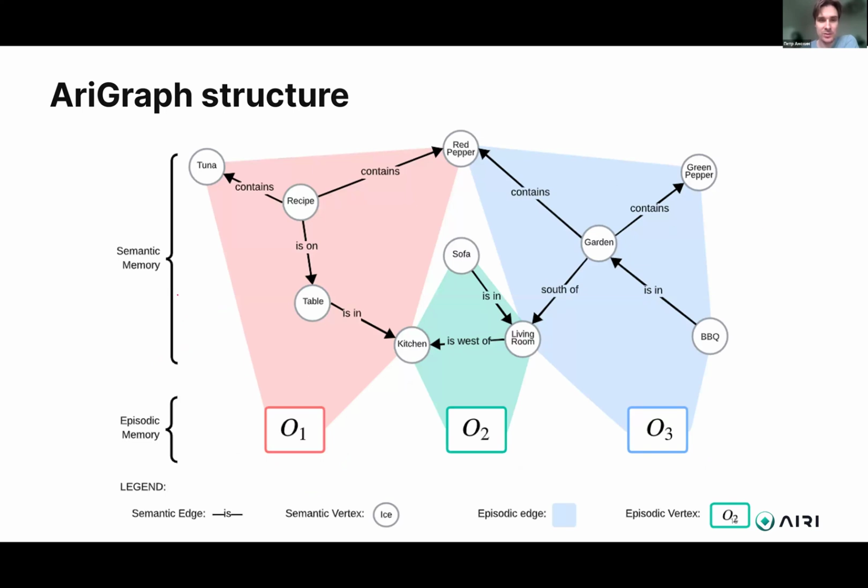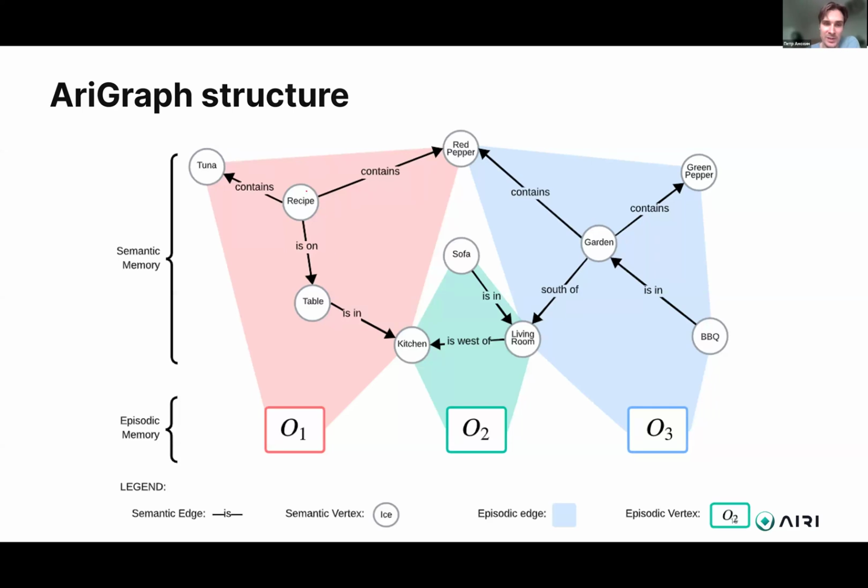So the structure of our memory, as I said before, is like a knowledge graph with triplets that is connected with hyperedges as episodic memory. For example, these are triplets from the observation of the kitchen. The agent receives an observation that you are in the kitchen, there is a fridge, there is a table, there is something else.